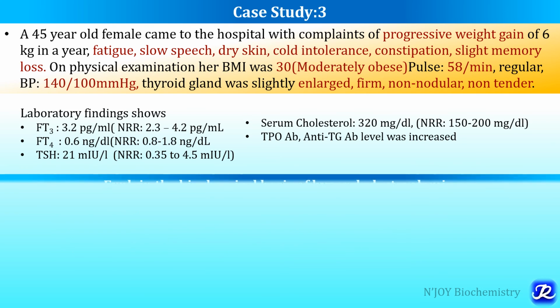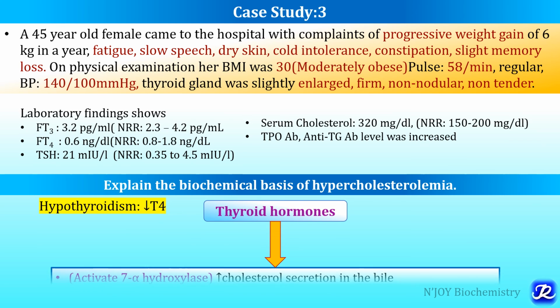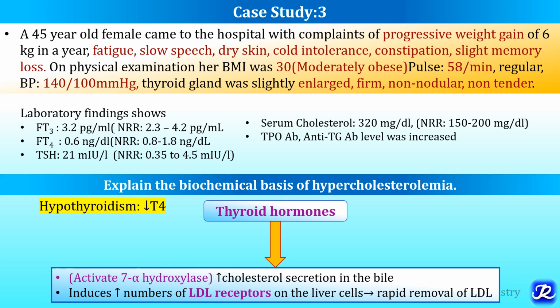The third question is, explain the biochemical basis of hypercholesterolemia seen in this condition. So why is there increased cholesterol level in hypothyroidism? We know that in hypothyroidism there is decreased thyroid hormone level, decreased T4. And what is the function of thyroid hormones? Thyroid hormones activate the enzyme 7-alpha hydroxylase, which is involved in the catabolism of cholesterol, that is it converts cholesterol into bile acids, and that's why there is increased secretion of cholesterol in bile. So it helps to decrease the cholesterol level.